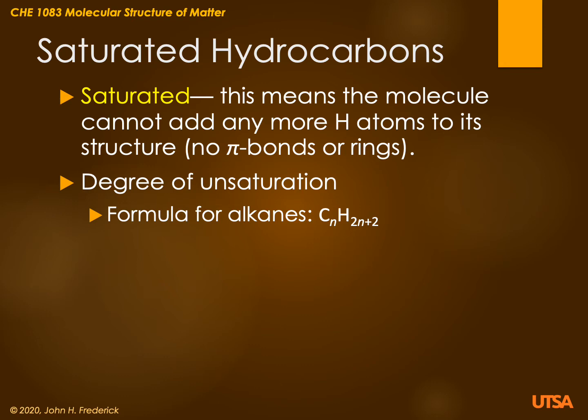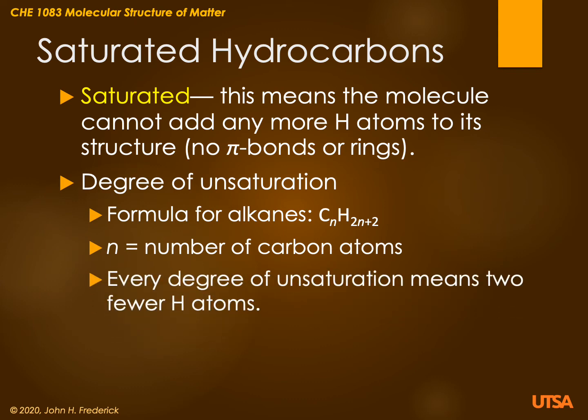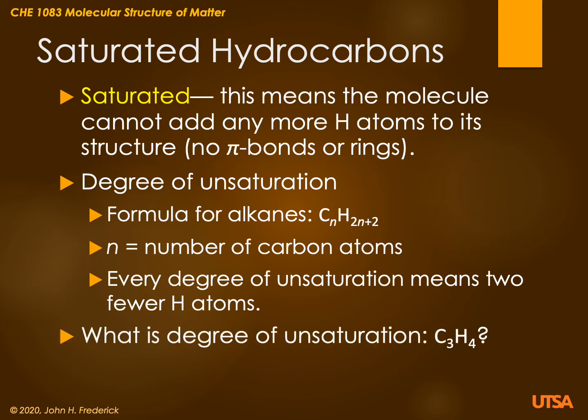Now remember that the typical formula for alkanes is going to be, if it has N carbon atoms, it's going to have 2N plus 2 hydrogen atoms. So N is the number of carbon atoms, and every degree of unsaturation means 2 fewer hydrogen atoms can be attached. So we might use this then to take a formula like C3H4, for example, and determine what the degree of unsaturation would be for that molecule.